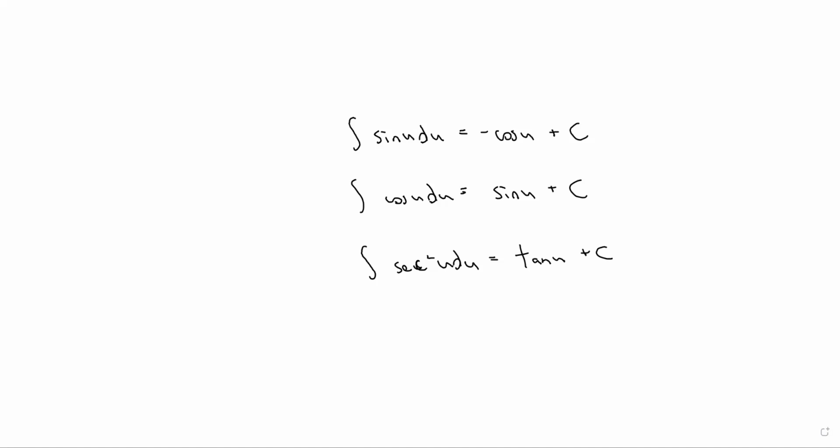Let's see. So we did that one. There are 3 more. And the next ones are a little more obscure. They're ones that I probably don't have memorized too well. So the next one is the integral of cosecant squared u du. Sorry, that u should be closer to the cosecant. Apologies. Equals minus cotangent u plus c.